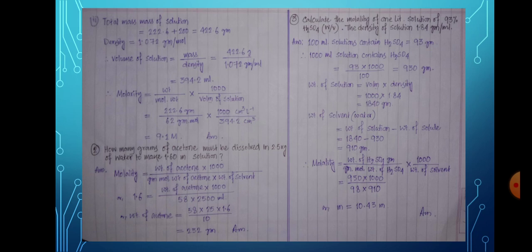So here the formula of molarity is weight by molecular weight into 1000 by volume of solution. After substituting different values, or different data which we already got from the equation or from the question, the value of molarity of the solution would be equal to 9.1 molar.